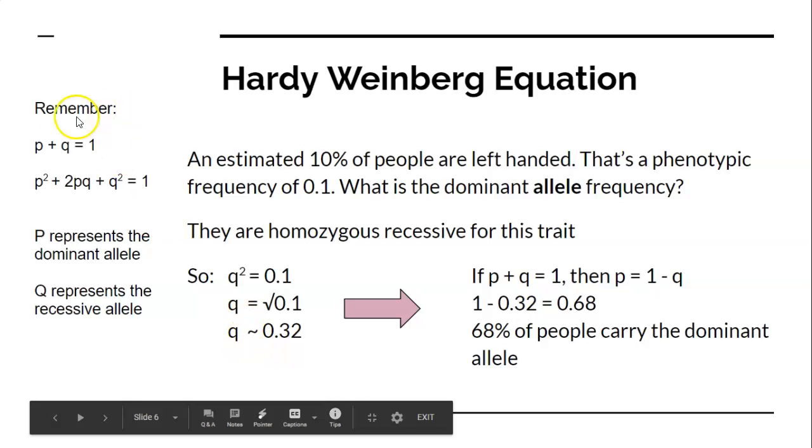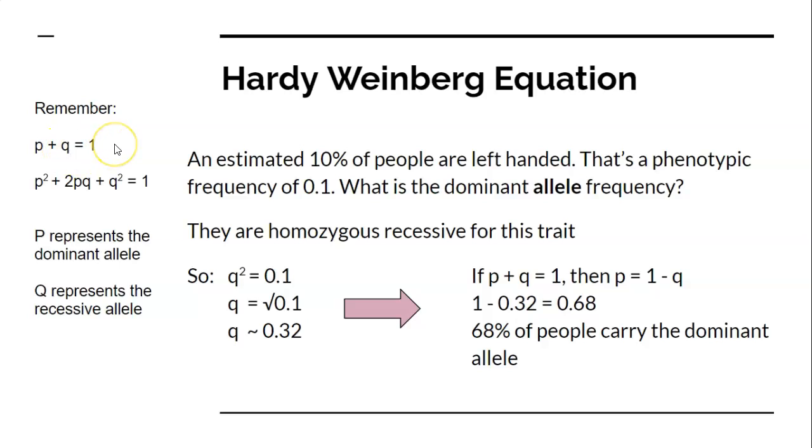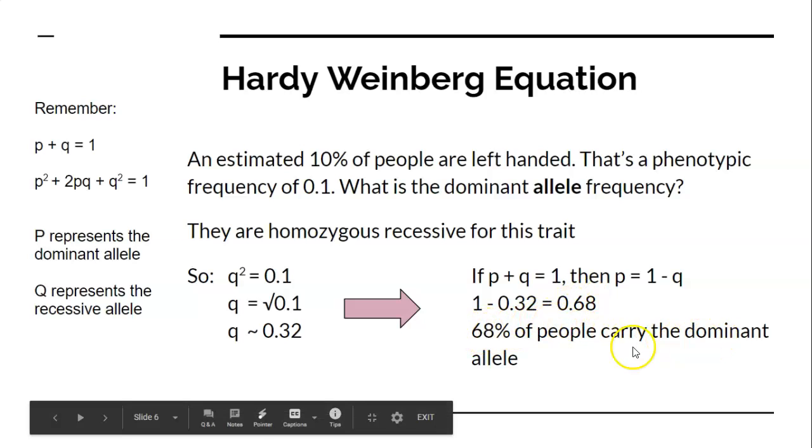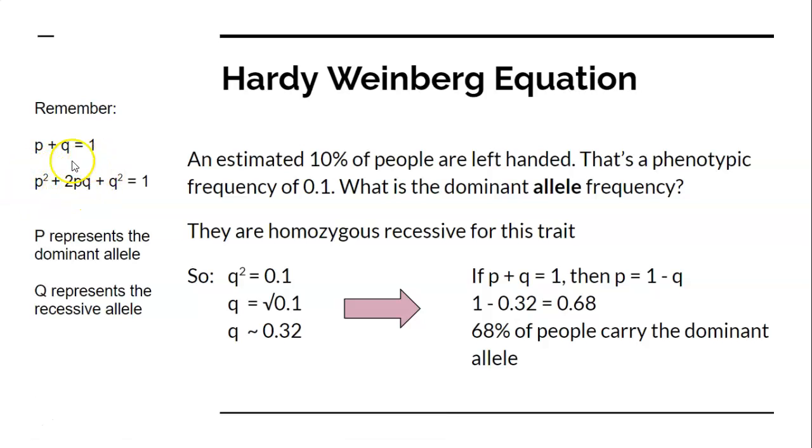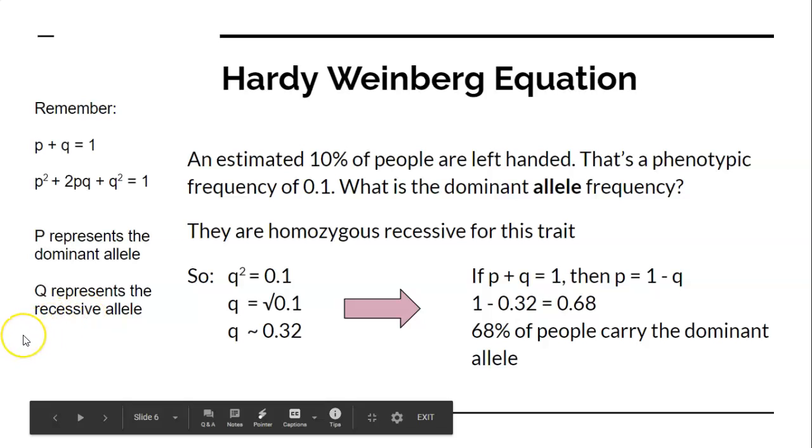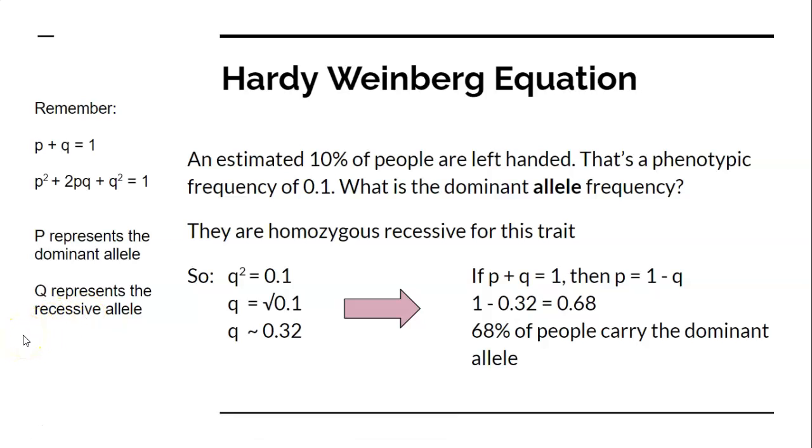Now I have Q by itself. Then I can do some math, right? Bring Q to the other side. So 1 minus Q, or 1 minus 0.32, will give me P. So P equals 0.68. That means 68% of the people carry the dominant allele. Now you could take that one step further and figure out how many are homozygous dominant and how many are heterozygous, but for the purposes of this question, I just wanted to know the dominant allele frequency, which would be 68%. When we do this in class, you know I'm going to get more specific than that.